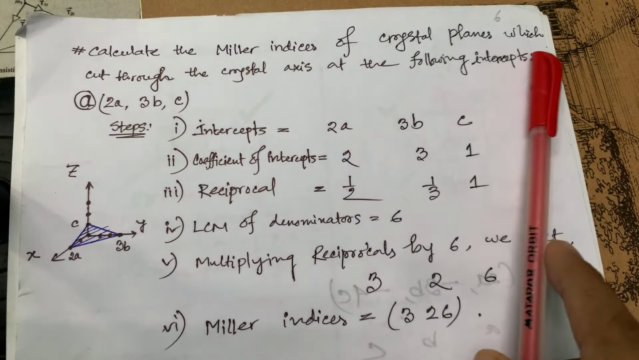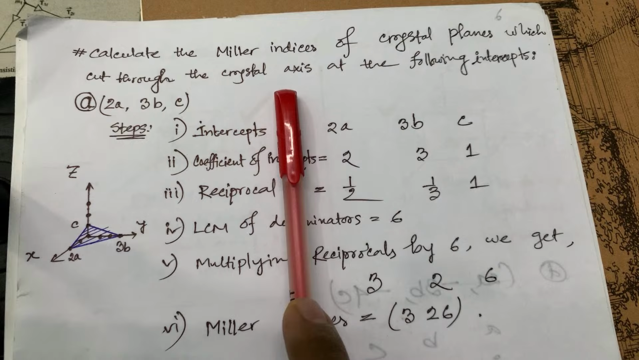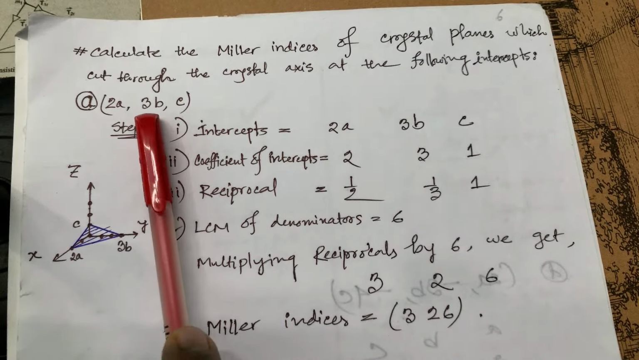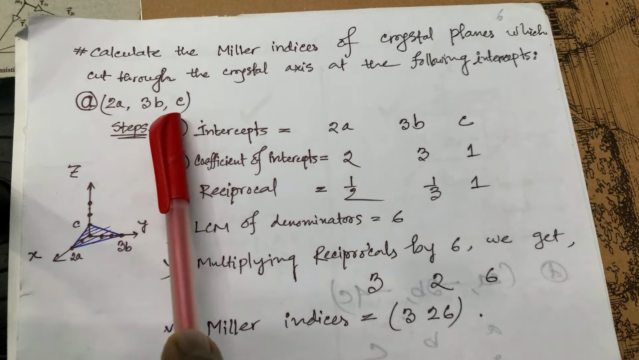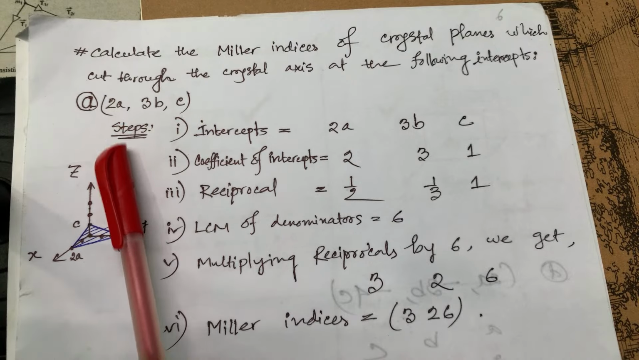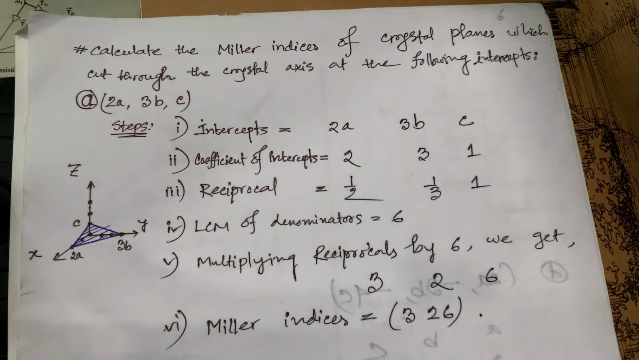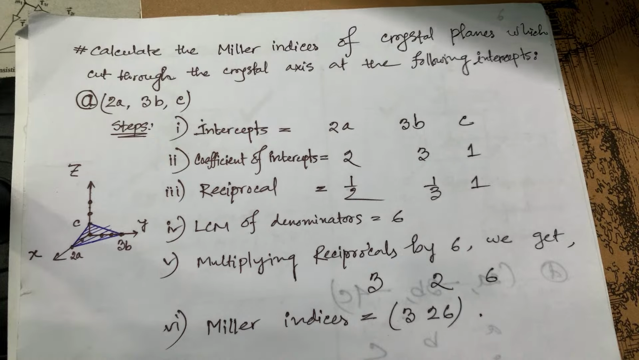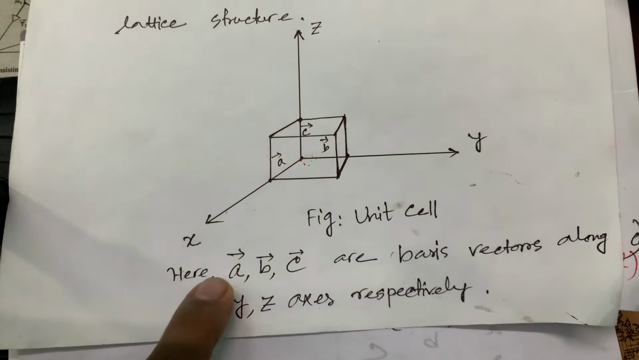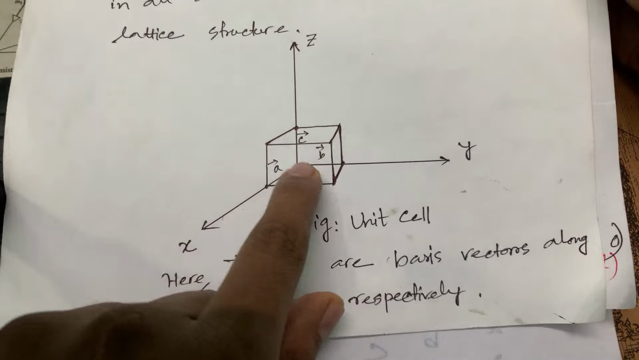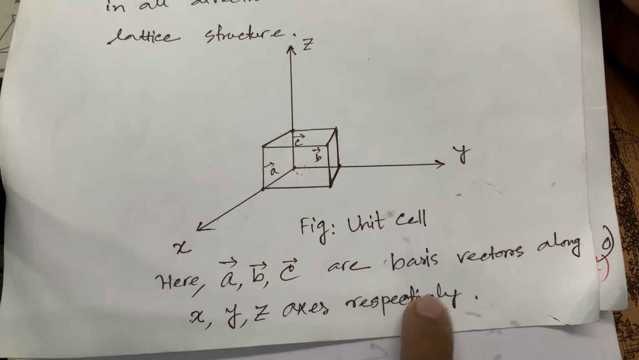Okay, so the next topic is that we have some problems on Miller indices. Calculate the Miller indices of crystal planes which cut through the crystal axes at the following intercepts. Now we have intercepts 2a, 3b, c. What are a, b, and c? Remember guys, we already talked that a, b, c are the basis vectors.